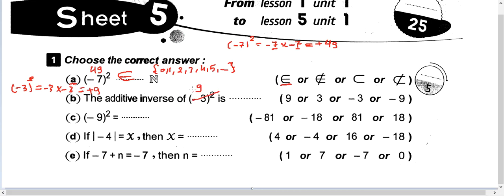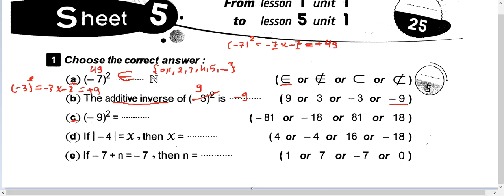Negative 3 to power 2 means 9, but he said the additive inverse, meaning change the sign. The sign here is positive 9, so the additive inverse will be negative 9. The choice here will be negative 9.